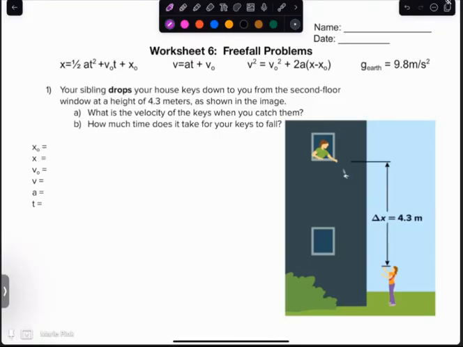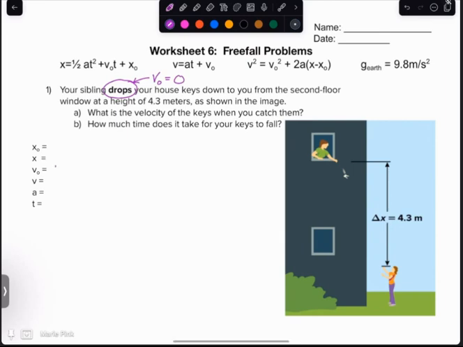Right, so we have worksheet 6 for the free fall problems. It says your sibling drops your house keys down to you from the second floor window. Okay, so if it's dropping your house keys, this means that your starting velocity is 0. If you threw it, then it would not be 0, but you're dropping it, so it is 0.